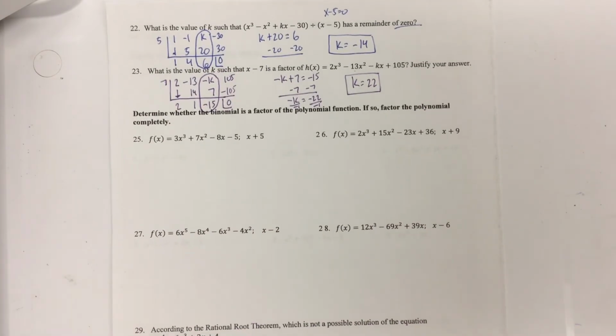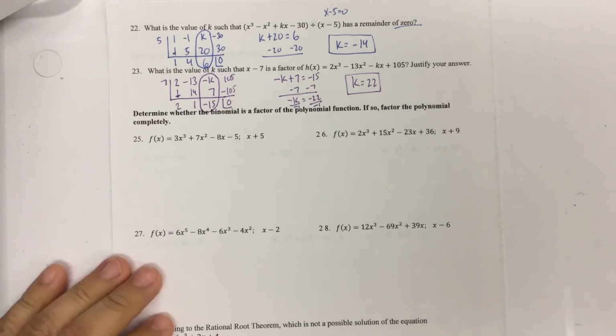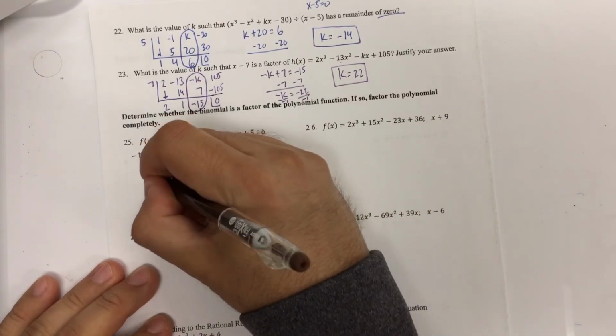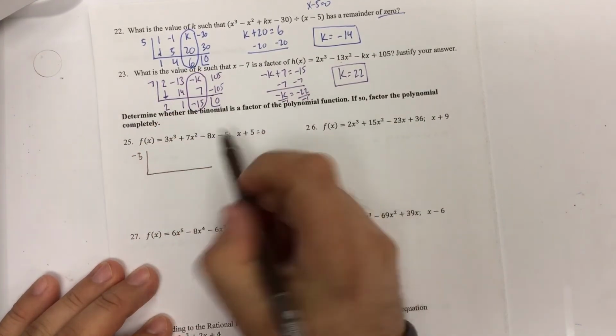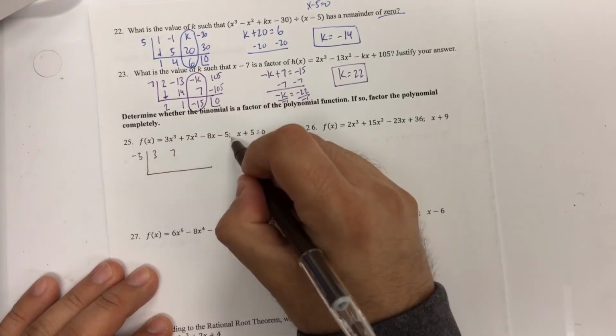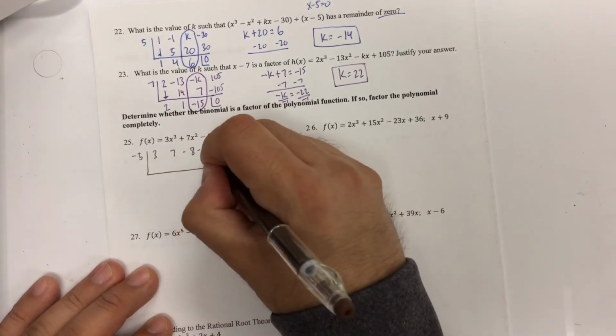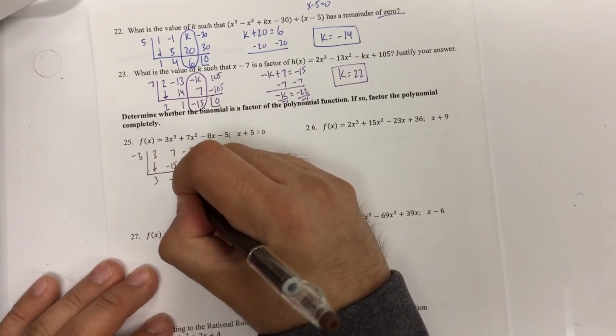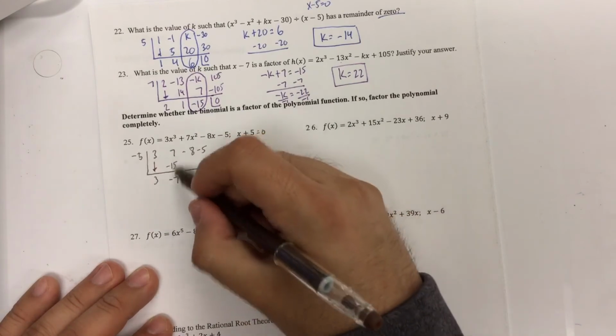All right, determine whether the binomial is a factor of the polynomial function. If so, factor the polynomial completely. So if you recall, the remainder has to be 0. Okay, so we're going to set this equal to 0, and we get negative 5 as our pivot point. Make sure there's no missing power, so x cubed, x squared, so 3 and 7. We have x and a constant, so negative 8 and negative 5. So at this point here, I'm going to start going through this synthetic a little bit quicker because we already kind of know how to do this.